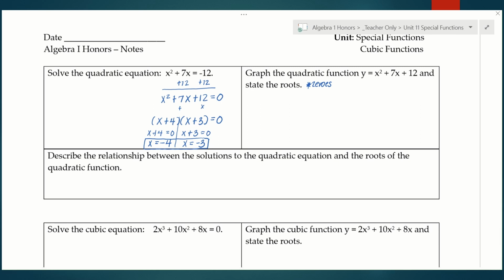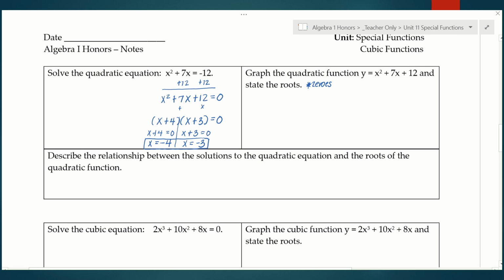Remember, lower bound means place your cursor to the left of the point you're trying to find. So pick one of the roots to start with. And when you have lower bound on your screen, you're going to make sure that cursor is a little bit to the left of that point, and then you press enter.